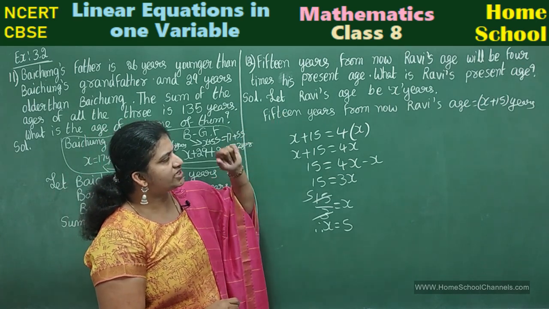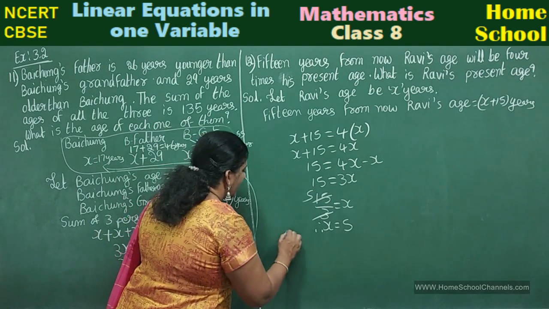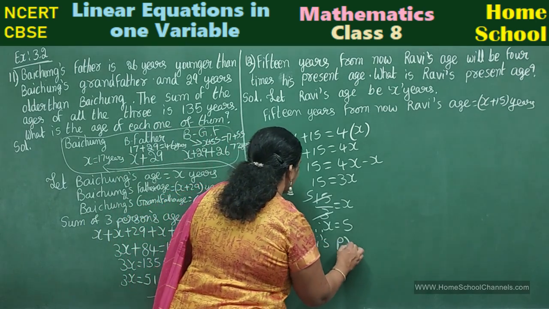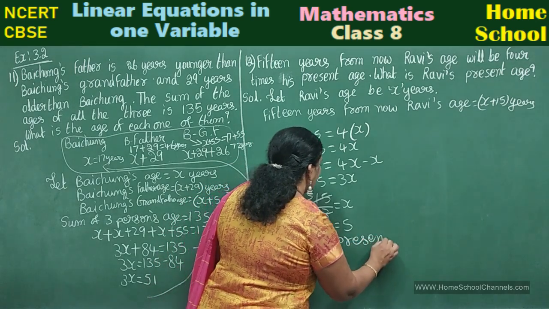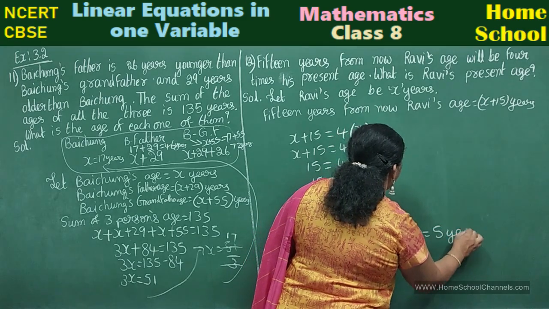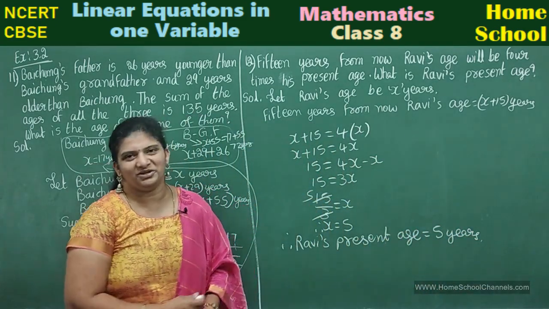What is your question? What is Ravi's present age? Therefore, Ravi's present age is equal to 5 years. That's it. With this, we end the problem.